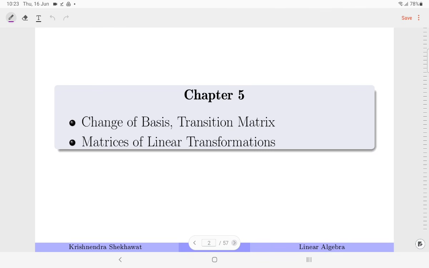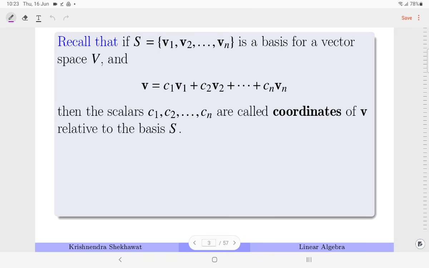Good morning everyone. So today we are going to start chapter 5, which talks about the change of basis and matrices of linear transformation. To begin, or to see what we are going to discuss in this chapter, first recall the definition of the coordinates.